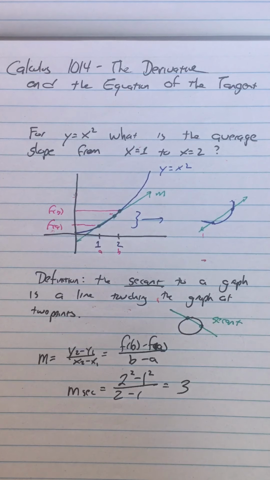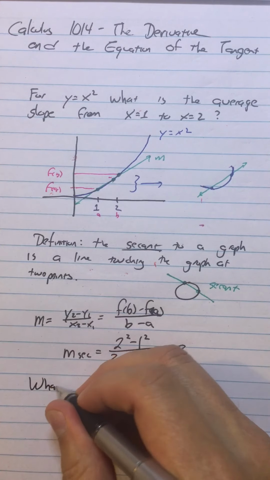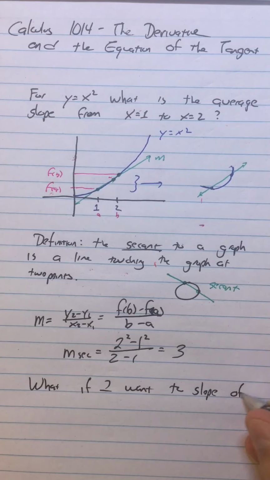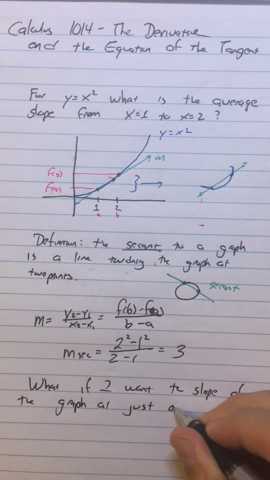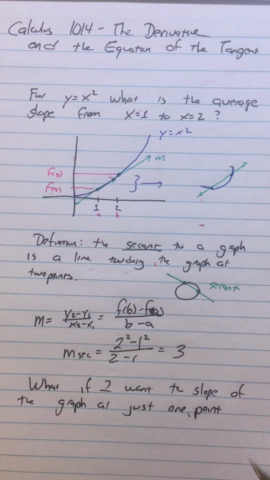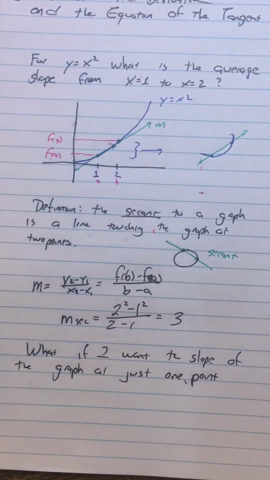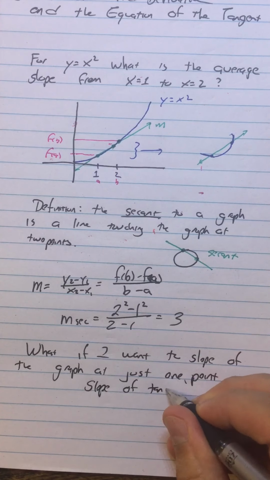Okay, so of course what calculus wants to do is say, what if instead of 2 points, I want to know the slope at 1 point? So what if I want the slope of the graph at just 1 point? Just like when we were talking about instantaneous rate of change, we said, what if I want to know the rate of change, but not over an interval, at just one exact point? So that's what the calculus would be for, and that is what we're going to call the slope of the tangent line. Slope of tangent.